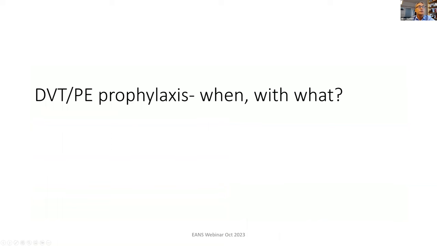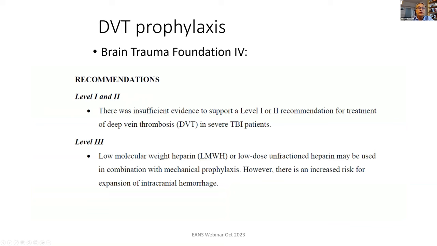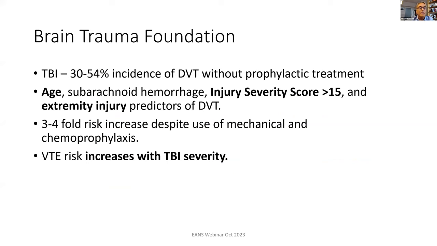We can always start, as we always do, with the Brain Trauma Foundation recommendations, no level 1 or level 2 recommendations. They say that low molecular weight heparins or low dose unfractionated heparin may be used in combination with mechanical prophylaxis. They state here there's an increased risk for expansion of intracranial hemorrhages. If you look at the literature, there is up to 50% incidence of DVT without prophylaxis in TBI. Age, injury severity score, and extremity injury are logical predictors of DVT. And you have a highly increased risk despite the use of mechanical and chemical prophylaxis. And the more severe the TBI, the higher the risk of venous thromboembolic events.